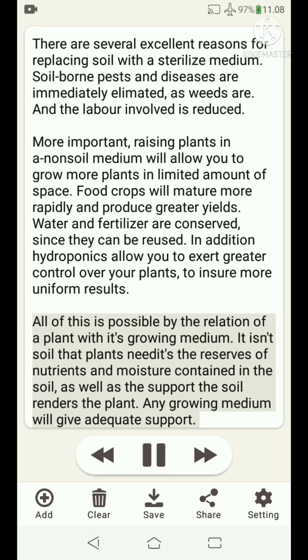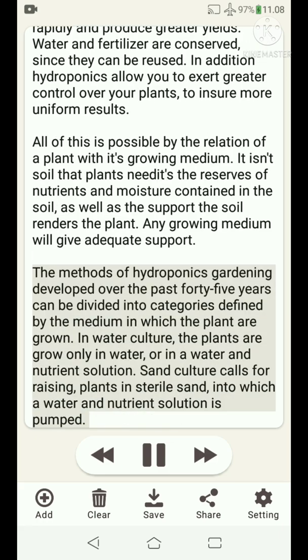All of this is possible because of the relation of a plant with its growing medium. It isn't soil that plants need, it's the reserves of nutrients and moisture contained in the soil, as well as the support the soil renders the plant. Any growing medium will give adequate support. The methods of hydroponic gardening developed over the past 45 years can be divided into categories defined by the medium in which the plants are grown.